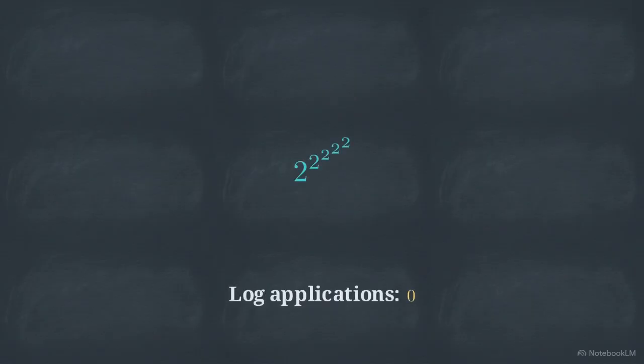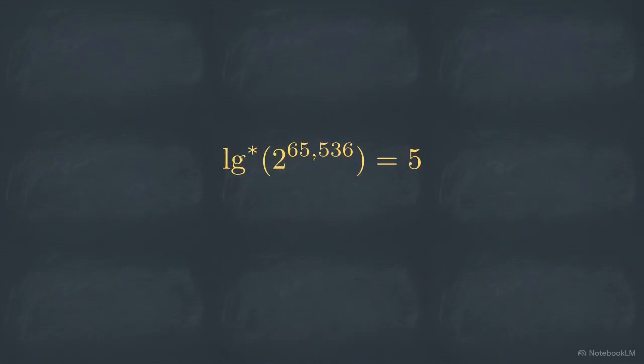The first log application reduces our universe-size number to 65,536. The second brings it to 16, the third to 4, the fourth to 2, and the fifth application reaches 1. For any input size that can physically exist, the iterated logarithm will not exceed 5.